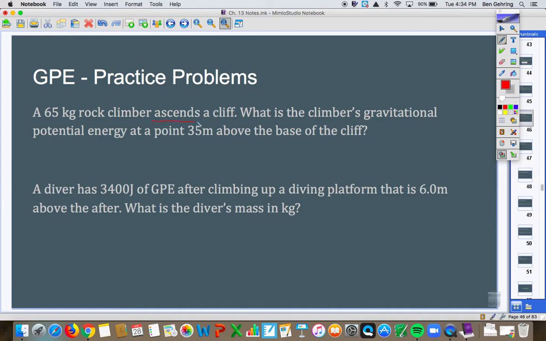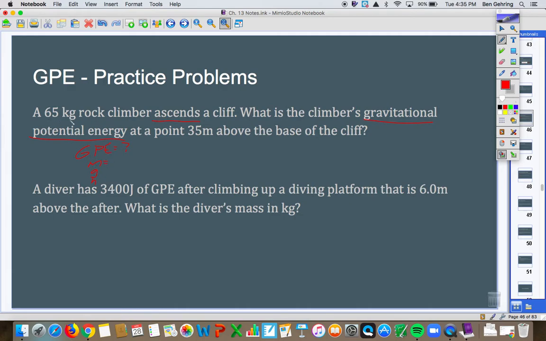Ascends means climbs. What is his gravitational potential energy at a point 35 meters above the base of the cliff? So I know a couple things. One, I'm looking for gravitational potential energy, so I need to know GPE. To do that, I need to know a mass, I need to know gravity, I need to know a height.